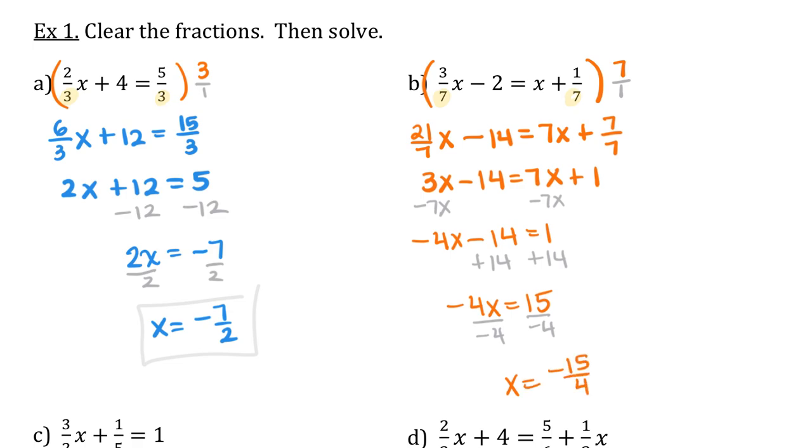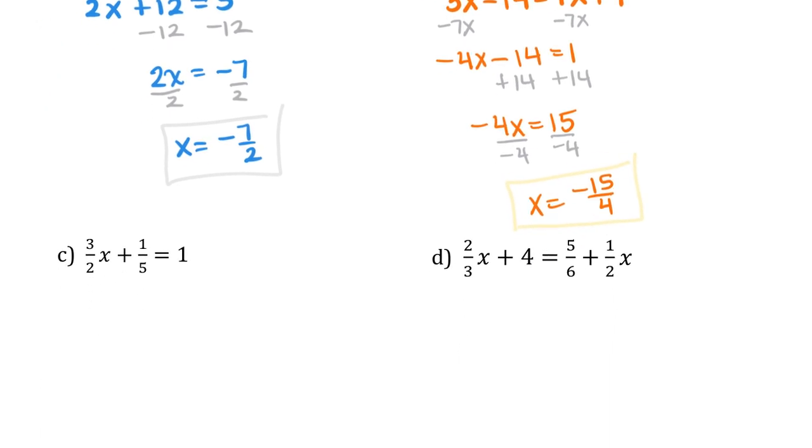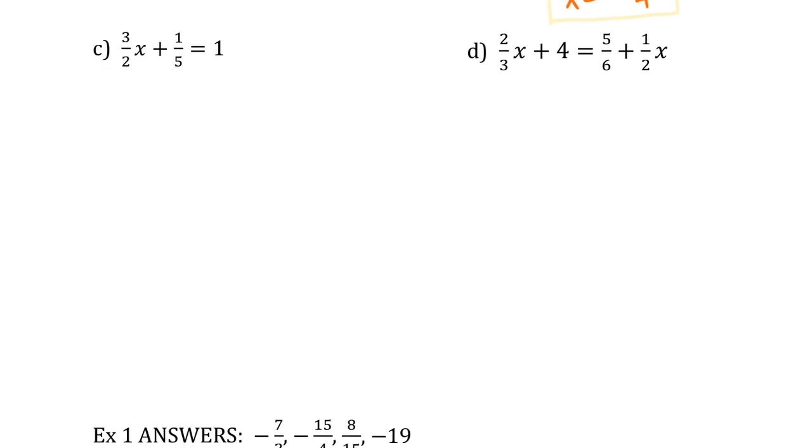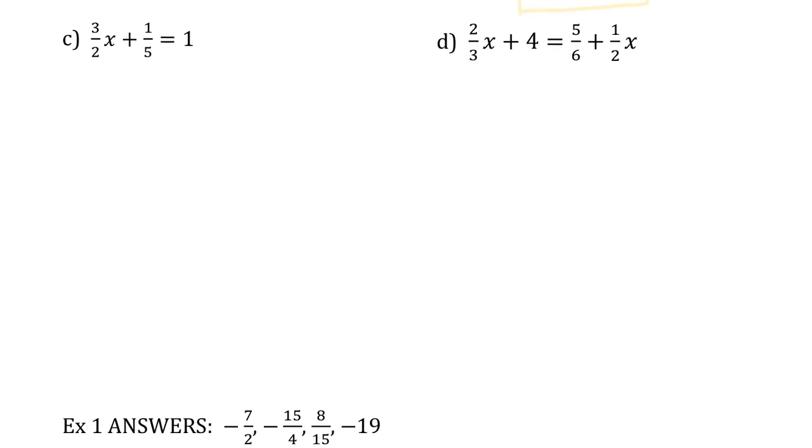Yeah, I got x equals negative 15 over 4. I don't have a problem with getting a fraction answer. It's pretty common with crazy fractions. Let's do a couple more together. If you're working ahead, I put the answers at the bottom apparently.